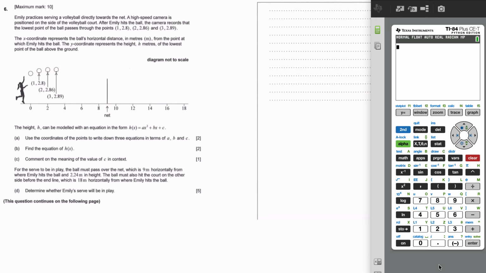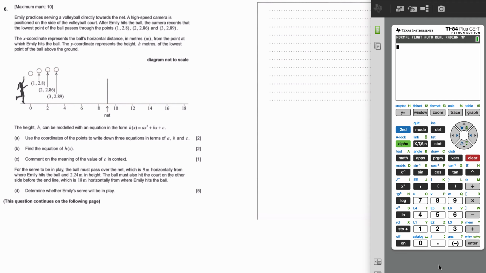So we're told that the height is modelled against the distance. So this is your X and Y axis essentially. And we need to find out what is the equation of this curve or parabola or quadratic that we're expecting to see. So the first part is to use the coordinates to find the equations. So we're setting up those simultaneous equations. And then the second part is then finding that function.